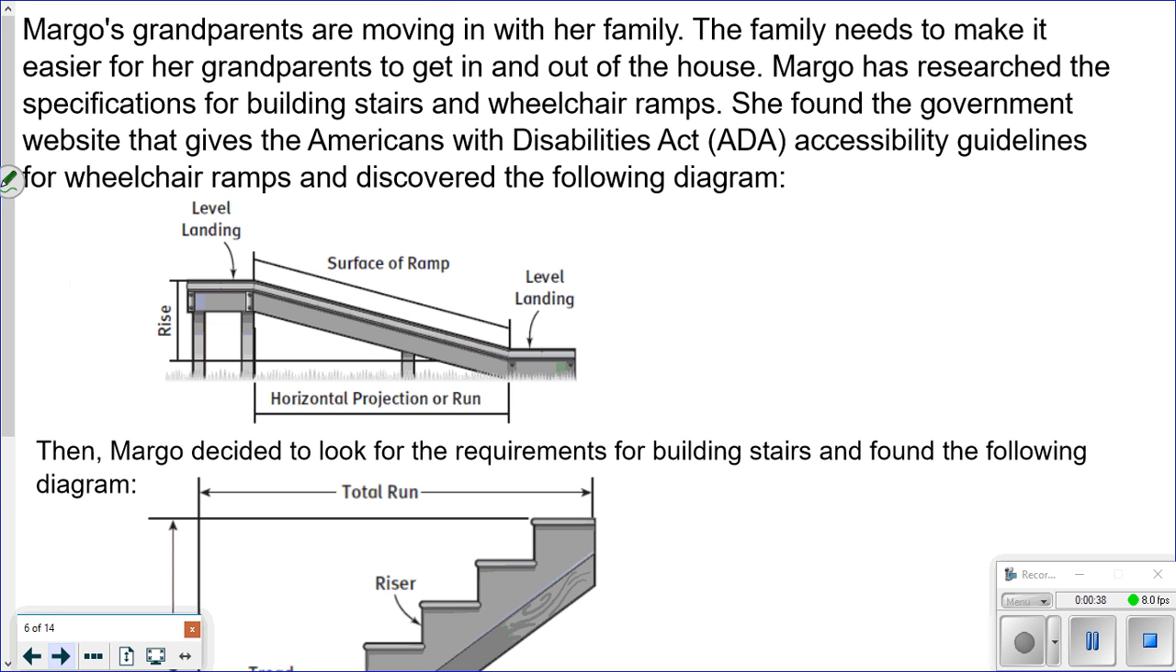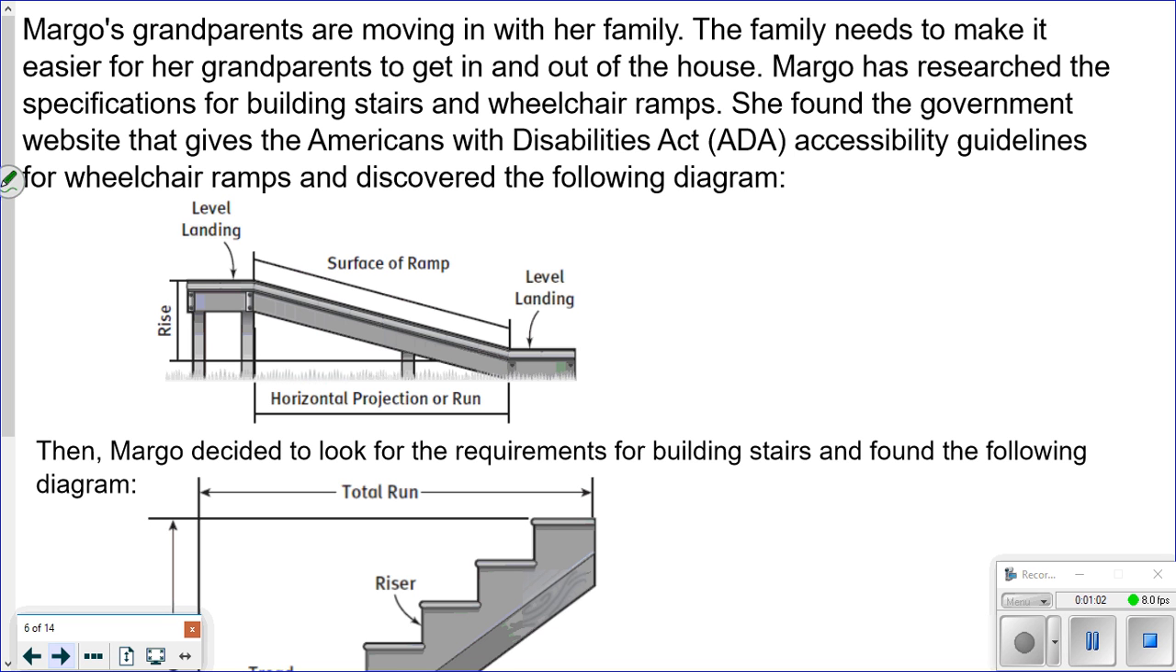So I want you to go ahead and pause the video and read this paragraph to set up our scenario for today. What do we know? We know that Margot's grandparents are going to move in with her family, and they need to create a ramp.